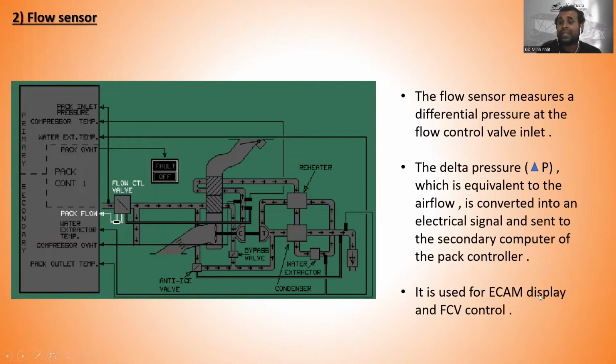It is used for the ECAM display and the flow control valve. These signals will be used for displaying on the ECAM and also for the flow control valve.